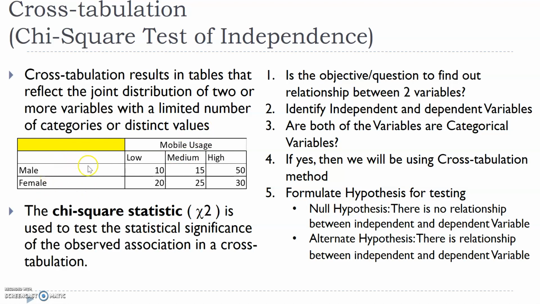So let's say this is some question. One key thing to remember is that these numbers shown here, 10, 15, 20, 25, 50, 30, are counts or frequency numbers. What it means: when I say 10 is under the cell low and male, that means there are 10 respondents who are male and who answered that their mobile usage is low.